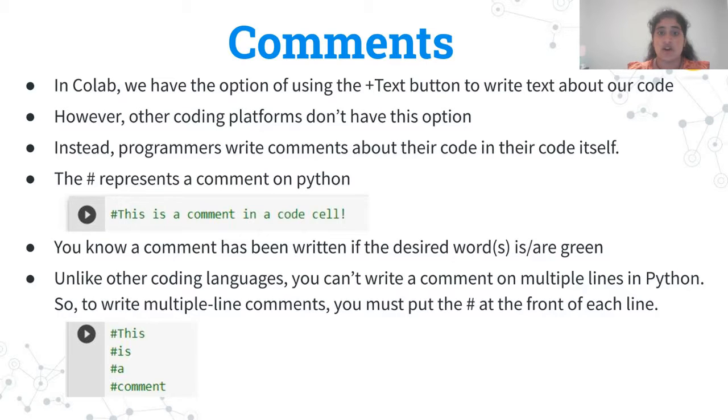The hashtag represents a comment in Python. You must include a hashtag before you write a comment so that the system knows that it's not part of your program but a comment. Comments do not affect your code in any way. You know a comment has been written in Colab if the desired words are green.